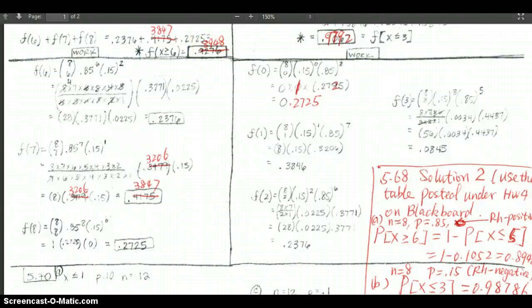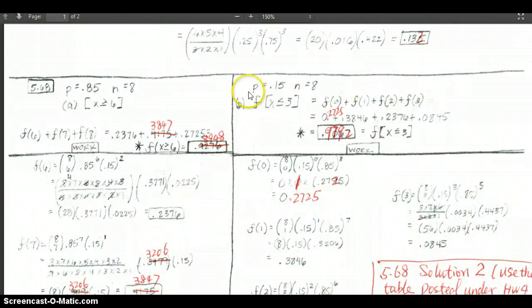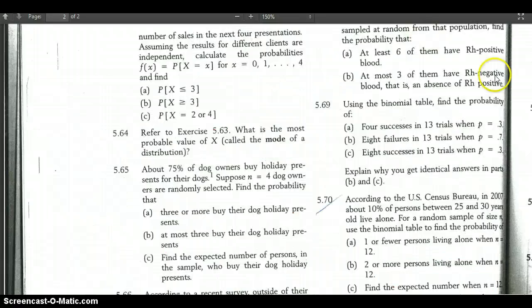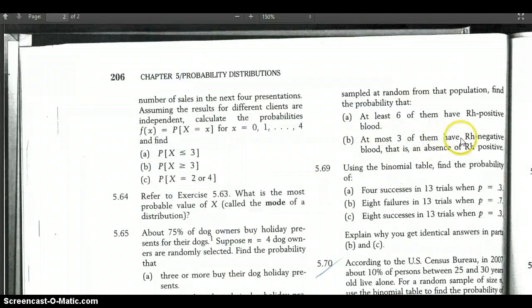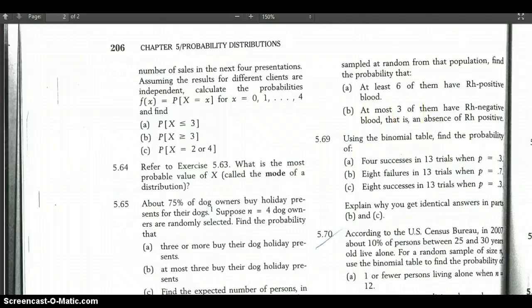Okay, the second question, part B, we can do similarly. This question is a little tricky, and I might have been a little misleading in class, not being very clear. In this homework question, part B, it's looking for at most 3 of them having Rh negative instead of positive. You can either do at most 3 negative, which, because we have 8 people, means at least 5 positive, or you can just do at most 3.